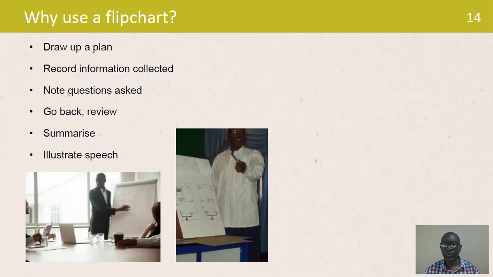Why use this tool? Draw up a plan and leave a legible trace of it throughout the session. Record the information collected. Write down the questions asked and answer them later. Go back and review what was said. Make a summary, a balance sheet. Illustrate the speech with a diagram or drawing.